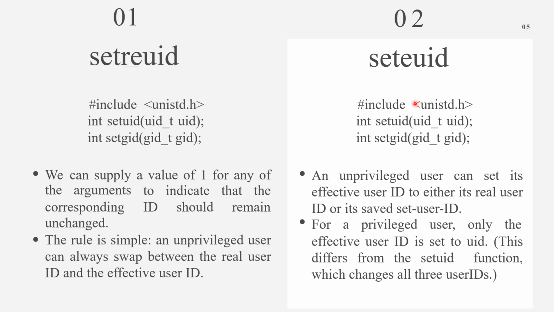Then the second variation is seteuid. As the name itself suggests, this is used only to set the user ID and group ID by effective user ID or effective group ID. This is the syntax to use this method. An unprivileged user can set the effective user ID to either the real user ID or the saved set user ID. That is, only the effective user ID can be changed.